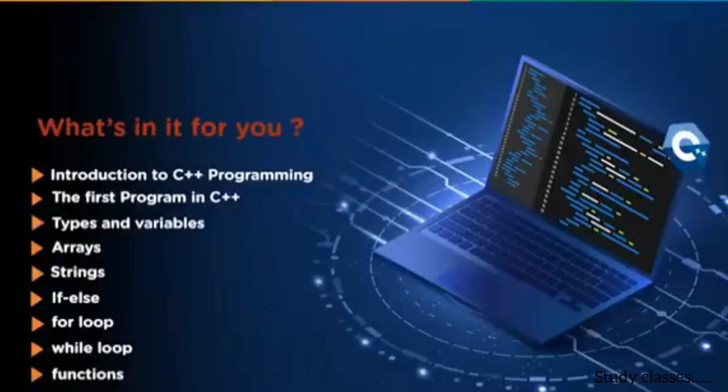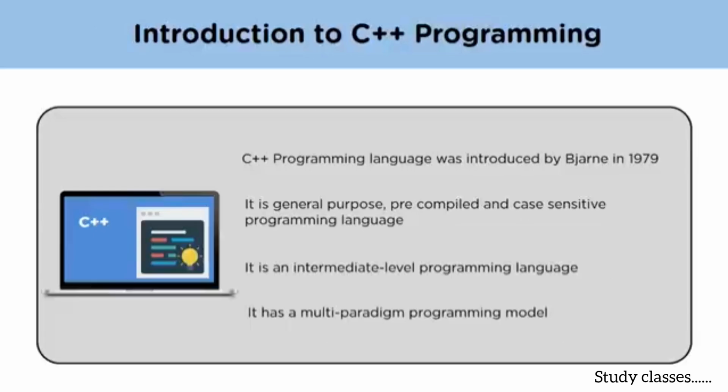So let's start with the introduction to C++ programming. C++ is a popular programming language introduced by Bjarne Stroustrup in the year 1979. The aim was to make a dynamic language that is efficient and has some additional features to C. Initially, it was called C with Classes as it was an extension to C language, but later renamed as C++.